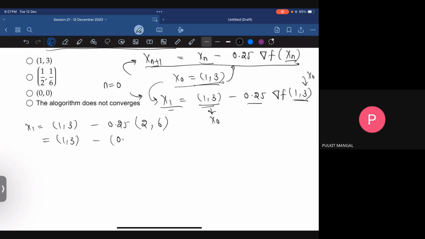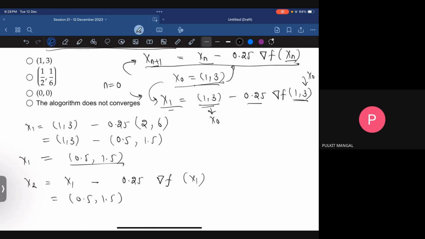0.25 times 2 is 0.5. This is 1.5. So you will get 0.5 comma 1.5. We got x1. Similarly, now put n equal to 2 in the given function. Sorry, n equal to 1 in the given function. So x2 would be what? x1 minus 0.25 gradient of f at the point x1. x1 was this, 0.5 comma 1.5 minus 0.25 gradient of function at the point x1.